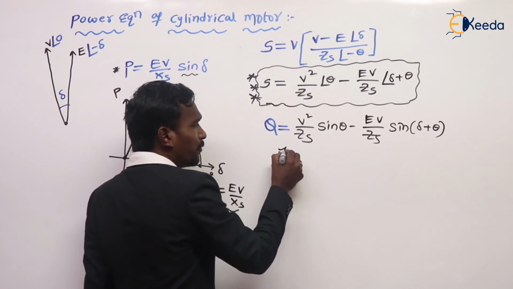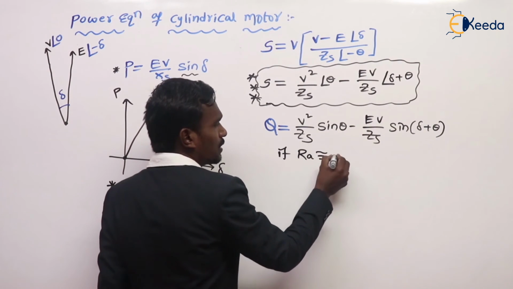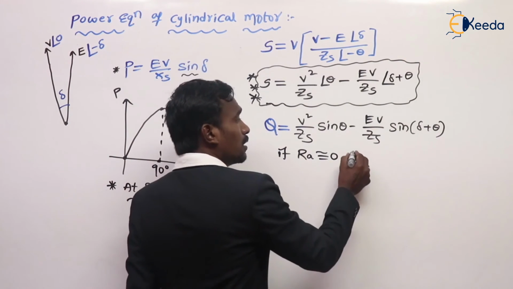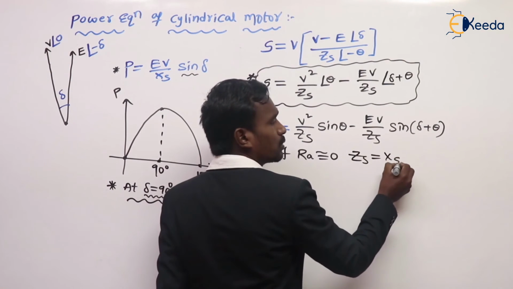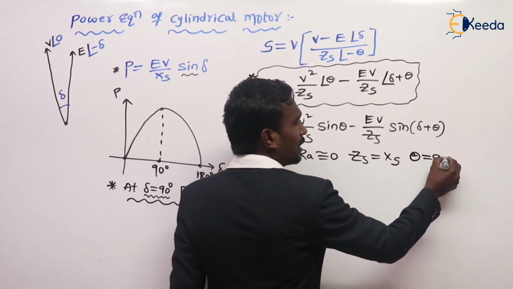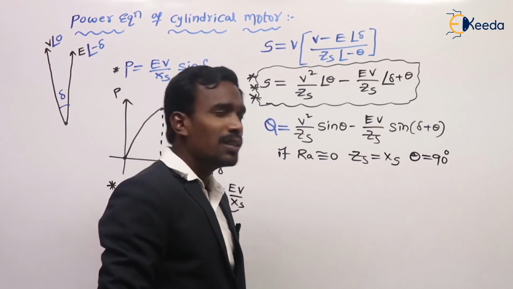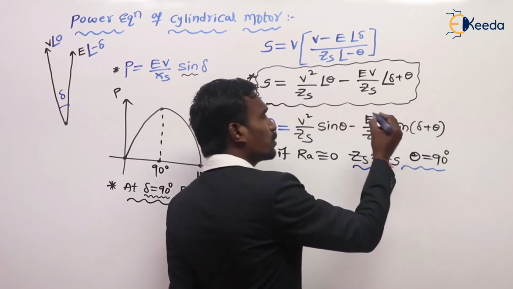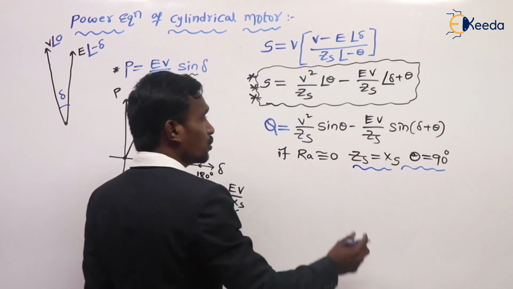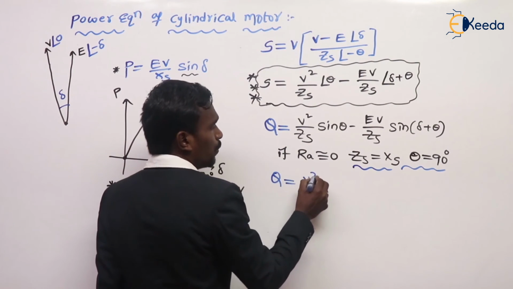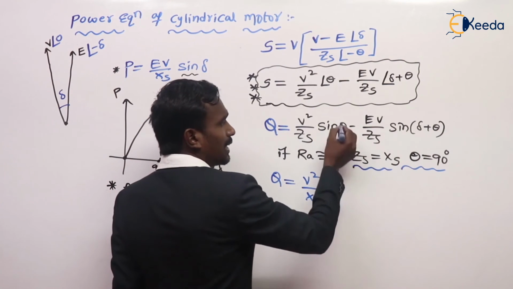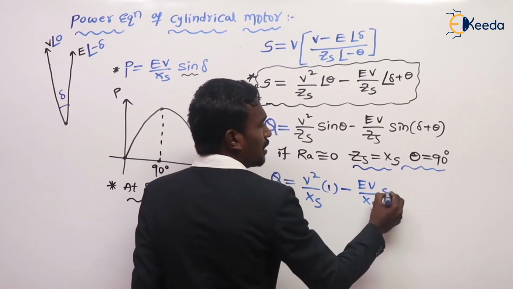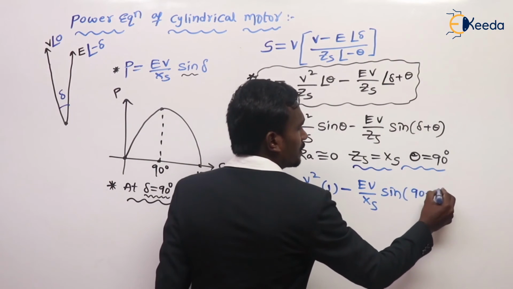Here again, if armature resistance is equal to 0 or negligible or very small, then what happened? The synchronous impedance is exactly equal to synchronous reactance and impedance angle theta is equal to 90 degrees. This is simply armature resistance neglected. Then we have to substitute these two values here. So Q is equal to V square upon XS, sin 90 is 1, minus EV upon XS sine of 90 plus delta.